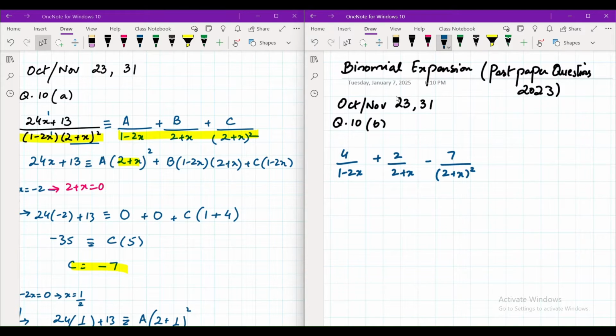In this P3 Maths series, we are talking about the binomial expansion. Previously, in the partial fraction past paper questions from 2023 video, we did some questions from year 2023. From those questions, what kind of questions do we get? Let us show you what kind of questions we get.